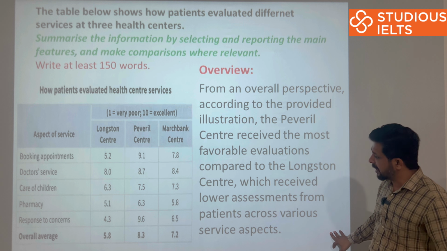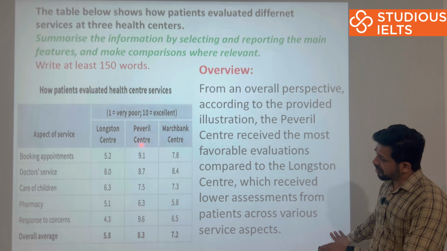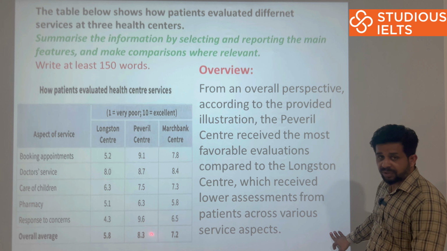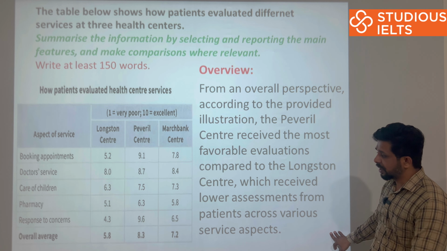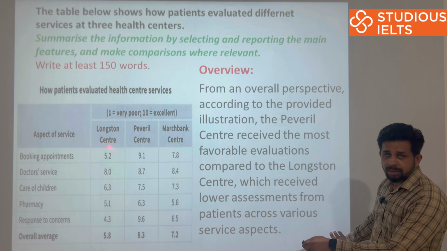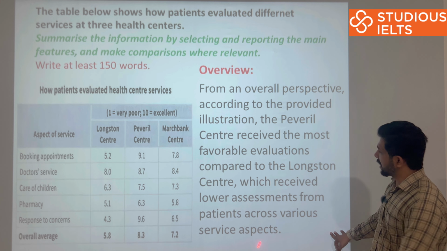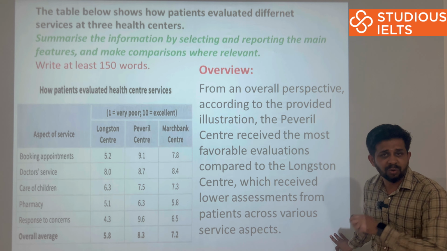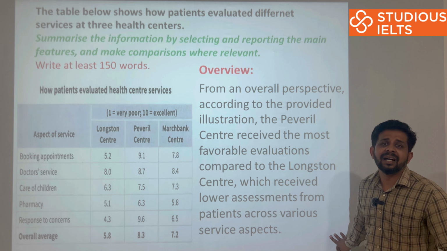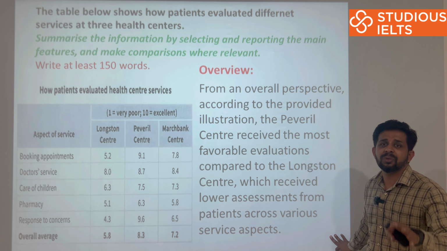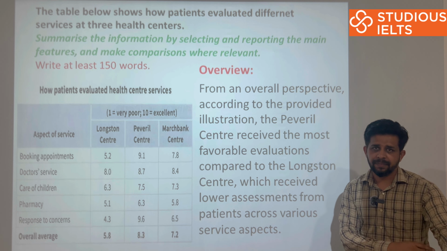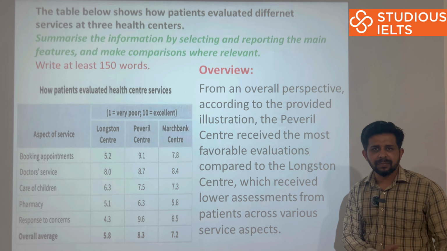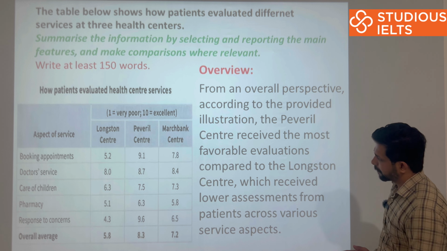You have to tell which center got the highest rating. This is in front of you, 8.3 by Peveril Center, and which one got the lowest one? It is 5.8 by Longstone Center. You just have to make a comparison between these two here in your overview, and the job is done. So this is how you will have to be very careful when you are writing an overview, and very smart as well. So in this case, it is a smart move to pick things from here.